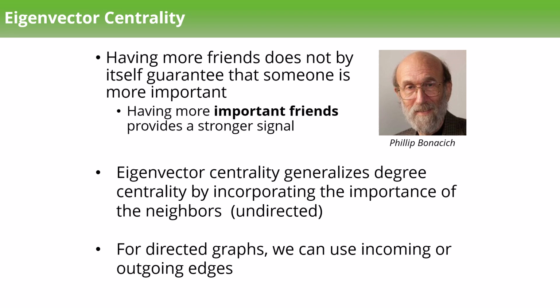Eigenvector centrality. Now we will move to a more intelligent measure. Having many friends does not automatically mean that you are important. Suppose A has 10 ordinary friends while B has only 3 influential friends. B may actually be more important. So eigenvector centrality considers the importance of the neighbors.